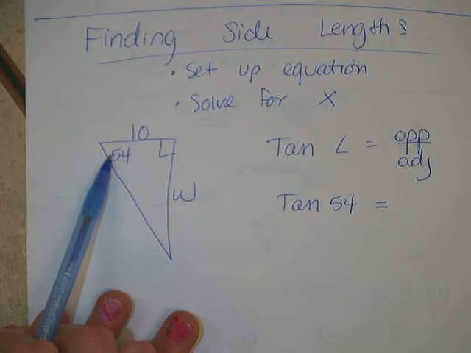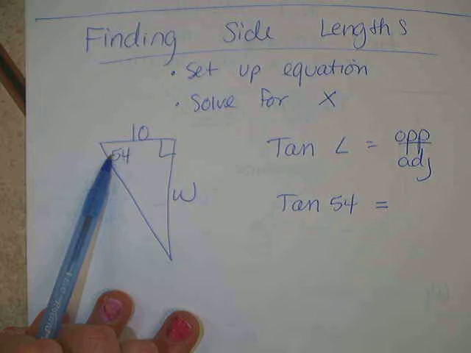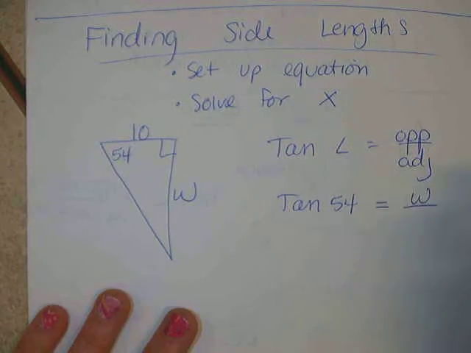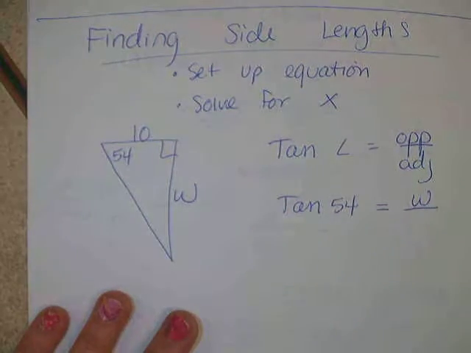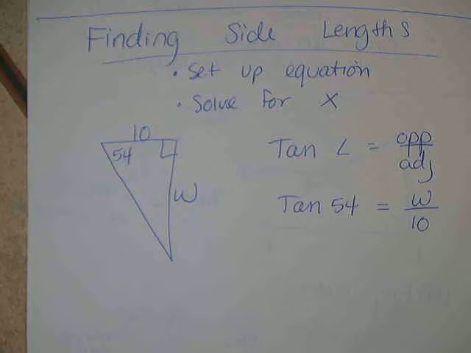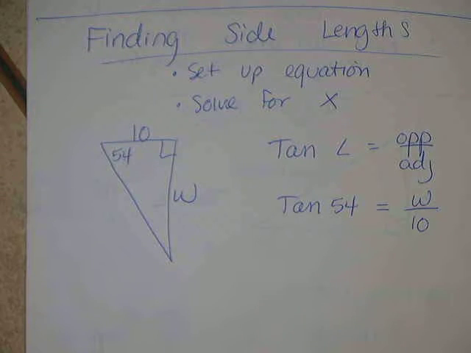We have the angle, right? So you're going to say the tangent of 54 equals the opposite, which would be W, over the adjacent, which is 10.